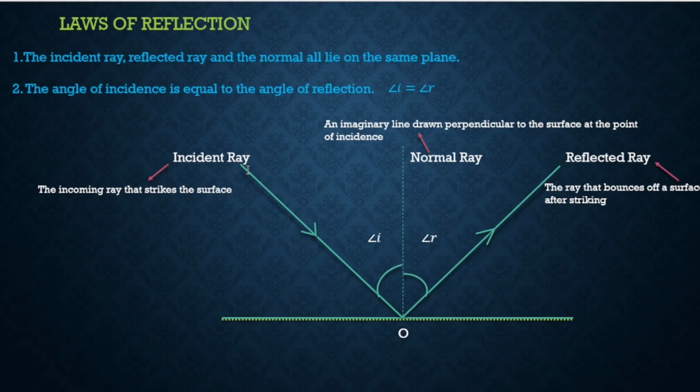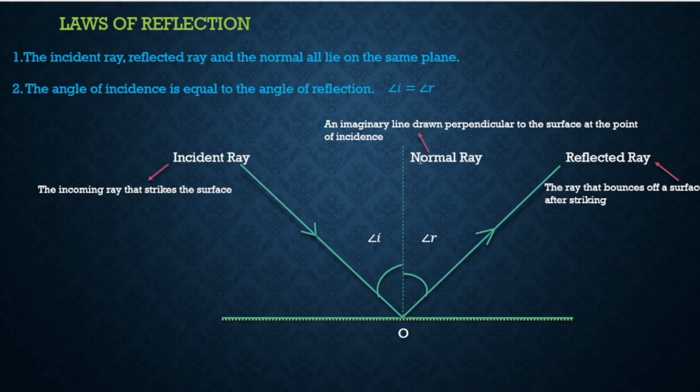Incident ray comes and strikes the reflecting surface. जो ray आके reflecting surface में टकराते हैं, that is called your incident ray. The incoming ray that strikes the surface. After striking the surface, it bounces back. The ray that bounces back is called your reflected ray. The ray that bounces off a surface after striking. Okay? And between the incident ray and the reflected ray, there is a normal ray.